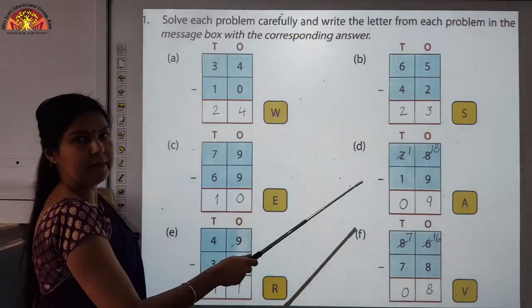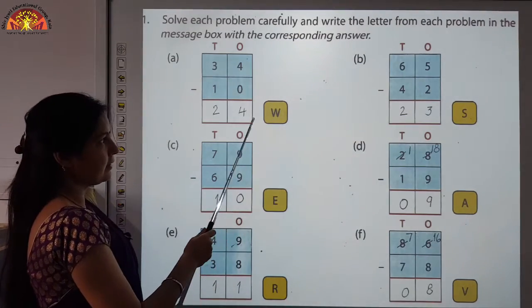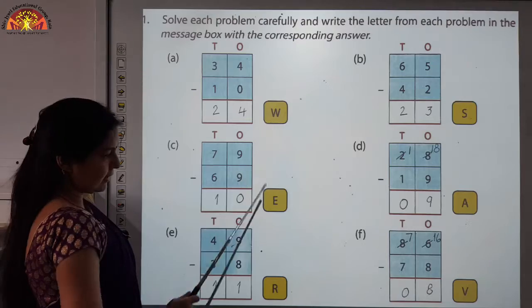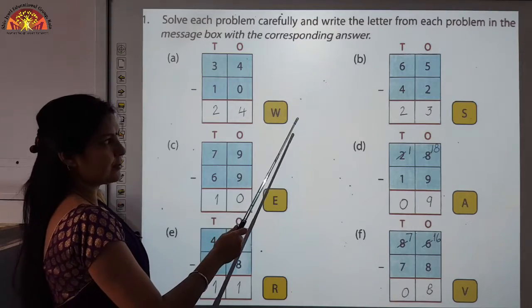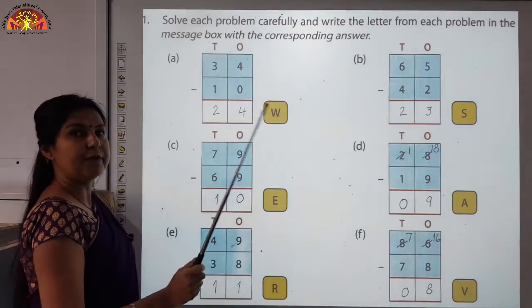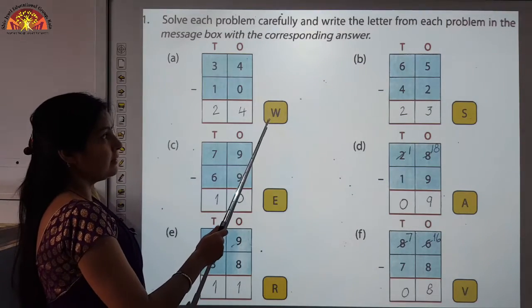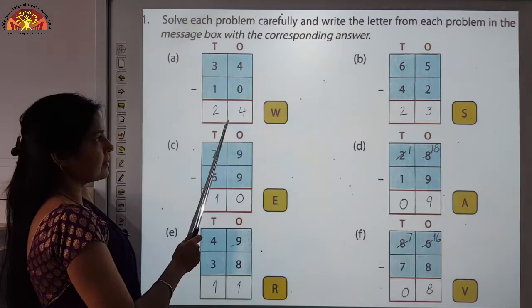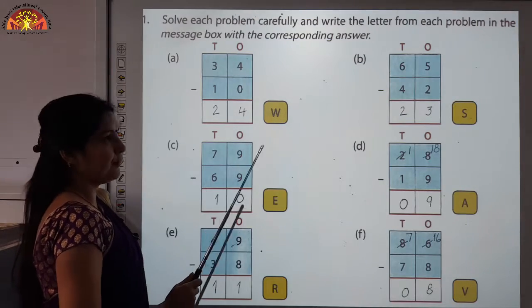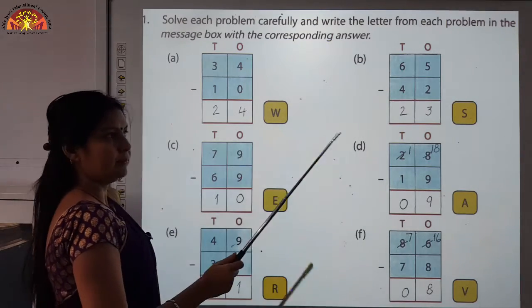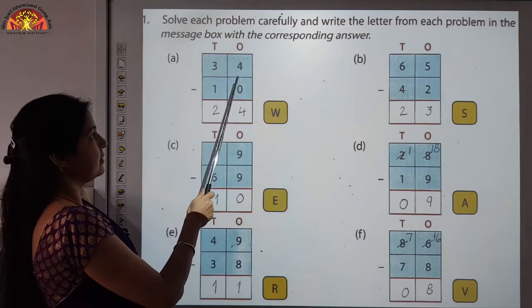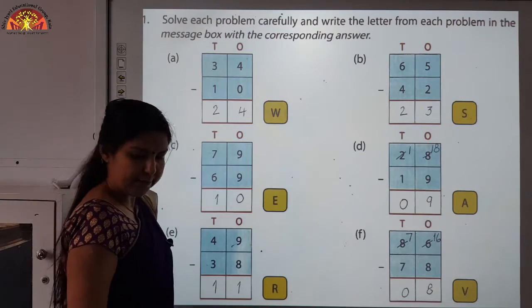Children, few sums are given here and the letters are written beside it. Few letters are written after every question. So what we will do? We will first solve the sum, then we will write the letter where the number is coming. So now we will see this question on the board. The numbers are 34 and 10. So let's move on the board.